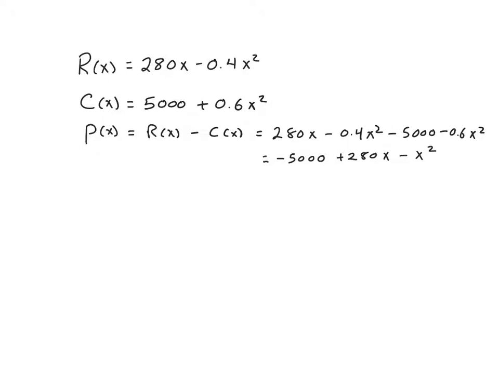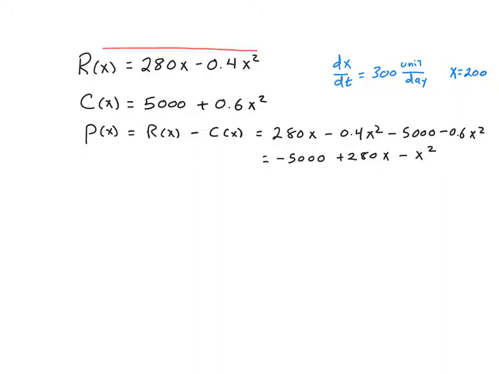And then we're told that dx/dt is 300 units per day. And the point we're interested in is the point where x is 200. Okay, so that's our initial setup.